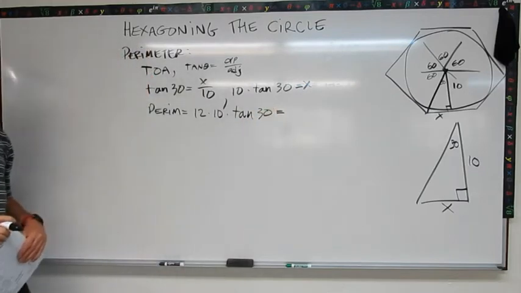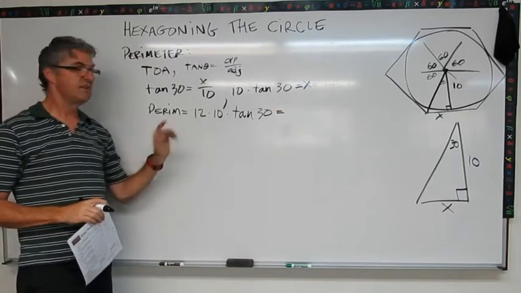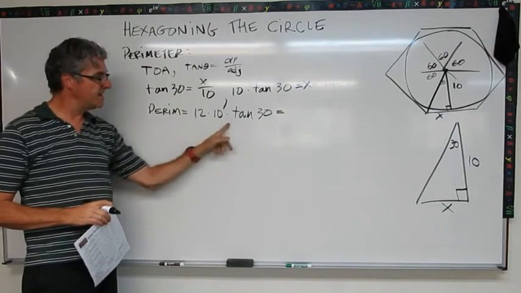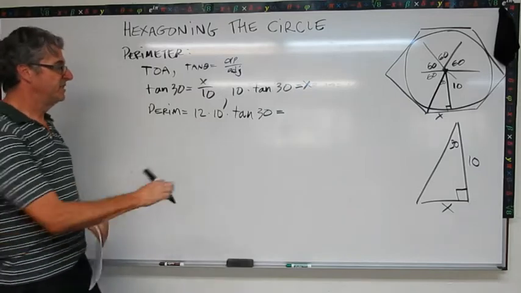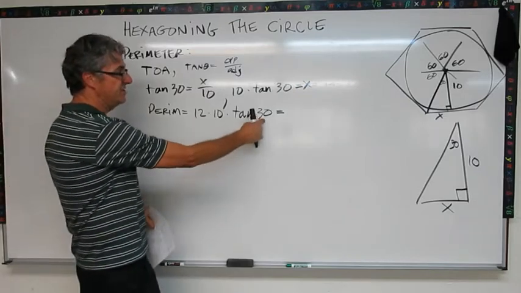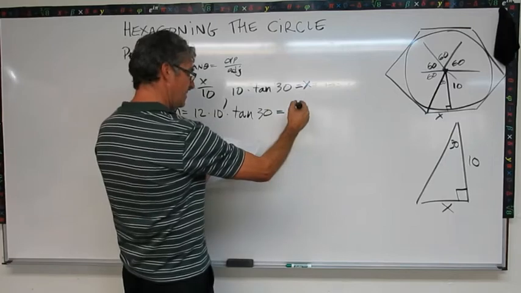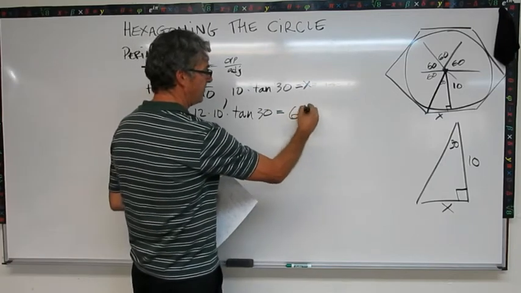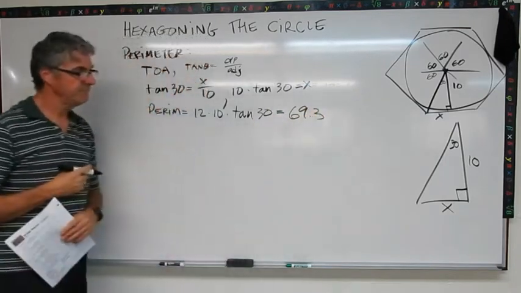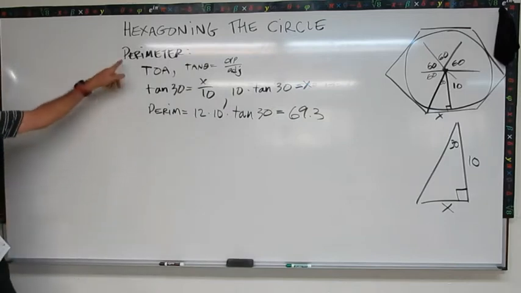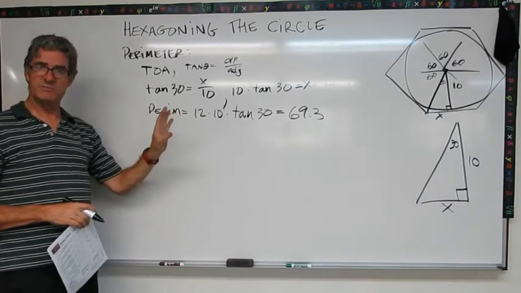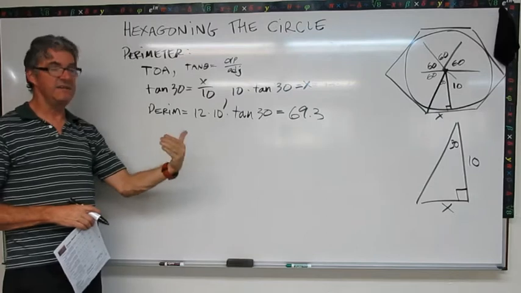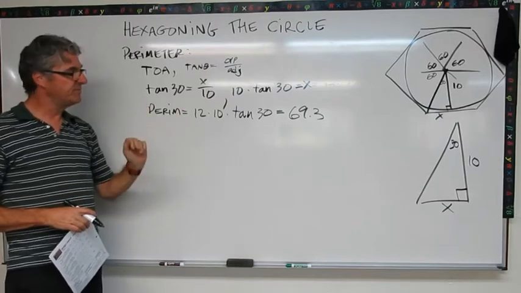Now it's time to pull out your calculator. I always like to do all my manipulation first, get my equation exactly where I need it, then grab the calculator and start punching buttons. So if you do 12 times 10 times the tangent of 30, what you're going to get is something like 69.3. So that's the perimeter of our hexagon. Okay? Kind of a lot of steps here. If I went too fast for you, just stop, rewind, watch that again, pause it along the way, do some thinking.